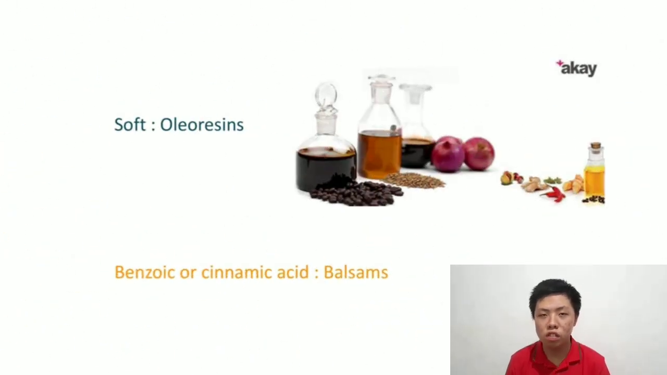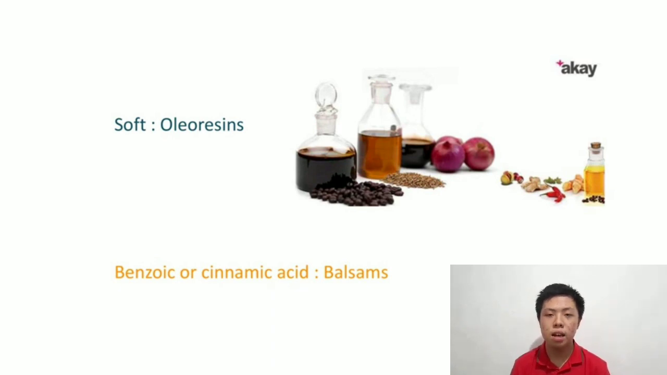Some resins, when soft, are known as oleoresins, and when containing benzoic acid or cinnamic acid, they are called balsams. Oleoresins are naturally occurring mixtures of an oil and resin. They can be extracted from various plants. Other resinous products from the natural condition are mixed with gum or mucilaginous substances and known as gum resins.